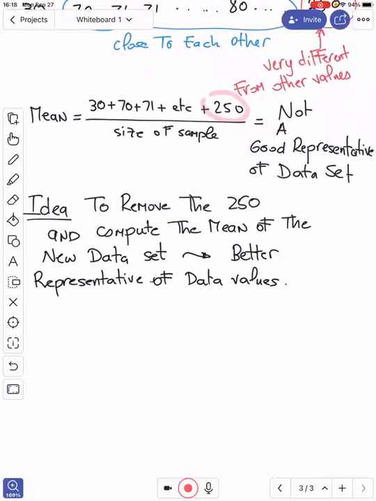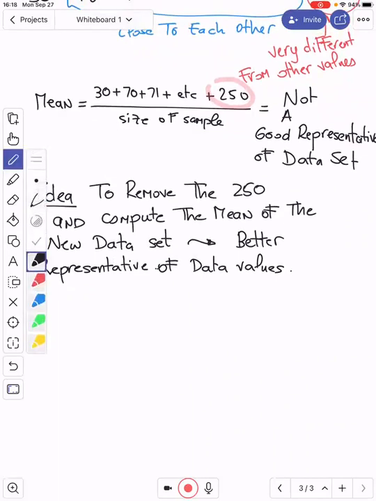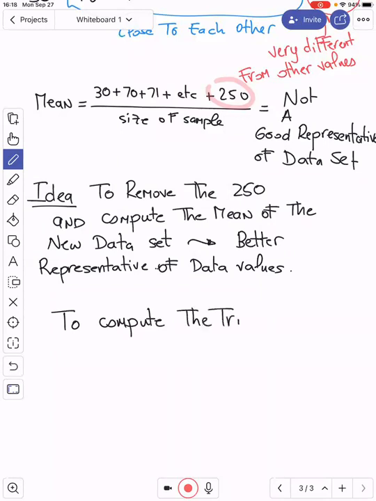Basically, I think there are 2 or 3 steps to compute the trimmed mean. So first, step 1, we need to order the data values, or the data set values.